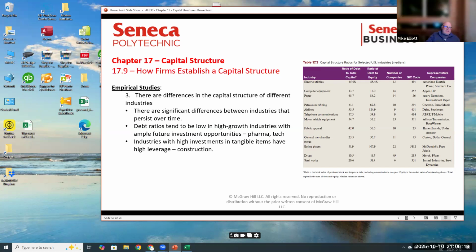The other flip side of that is industries with very high investments in tangible items have very high leverage. Construction, real estate. They borrow a lot in their companies themselves.